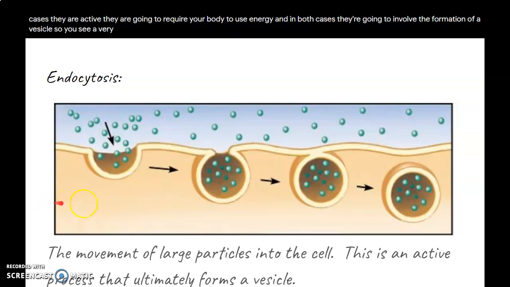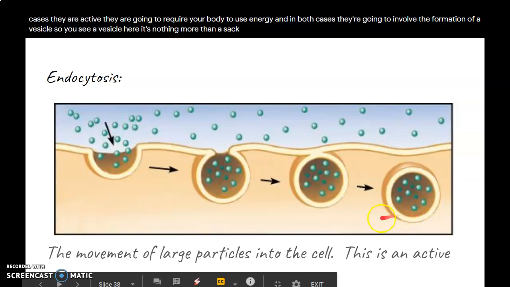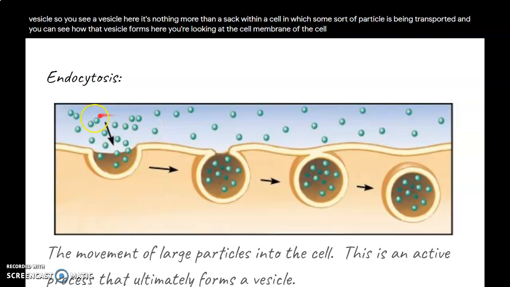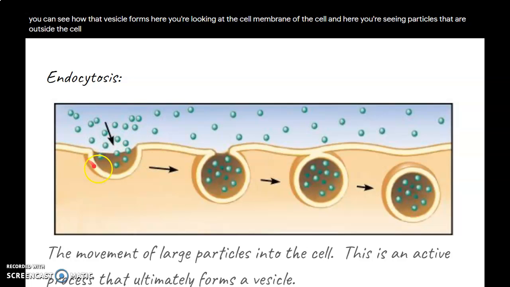So you see a vesicle here. It's nothing more than a sac within a cell in which some sort of particle is being transported. And you can see how that vesicle forms. Here, you're looking at the cell membrane of the cell. And here you're seeing particles that are outside the cell. The cell membrane starts to dip or fold in. The correct terminology here is that it invaginates.